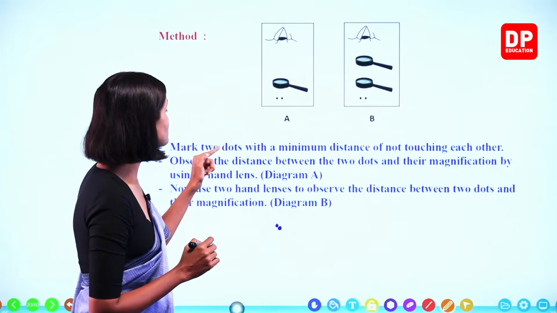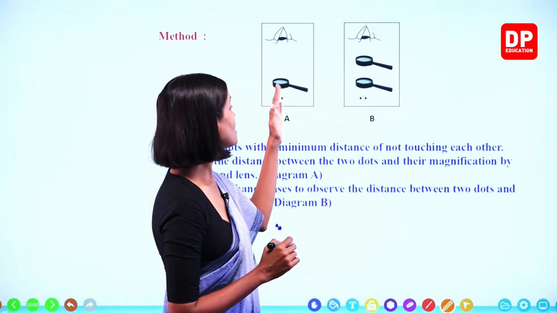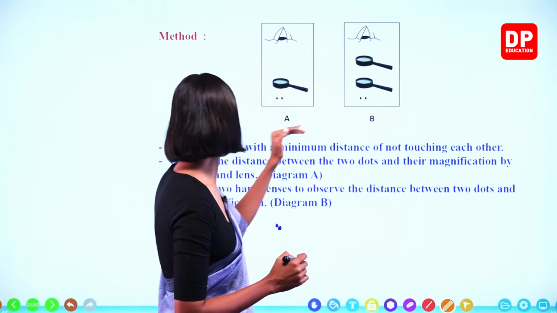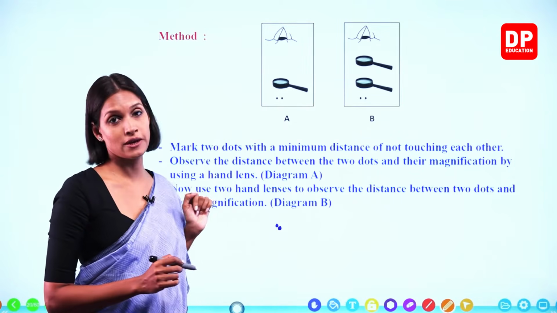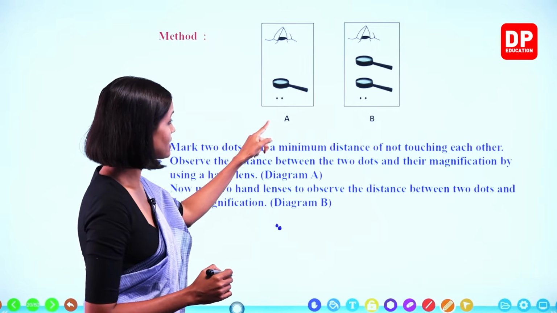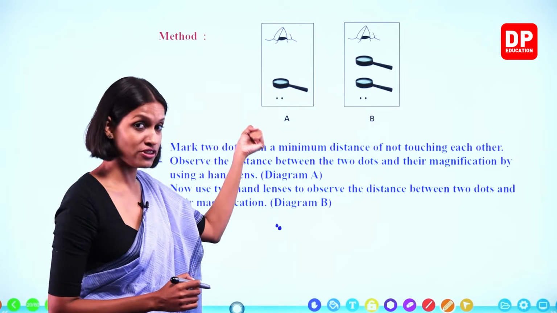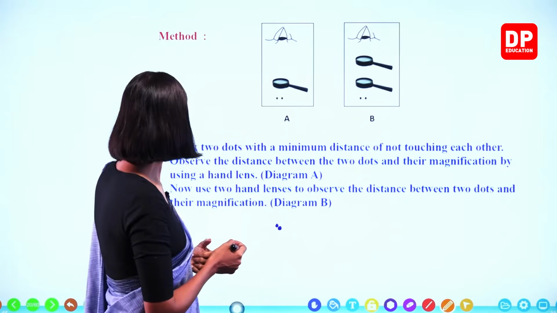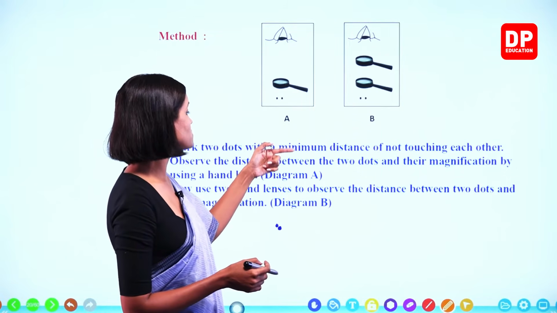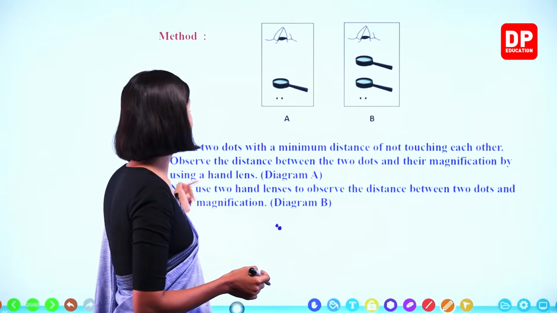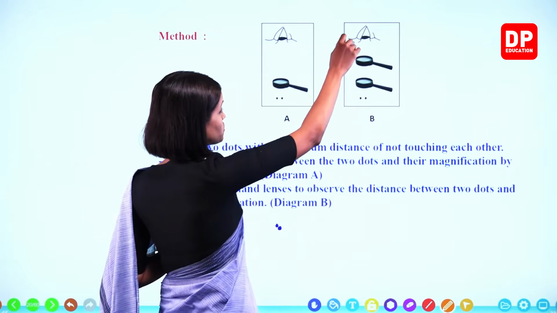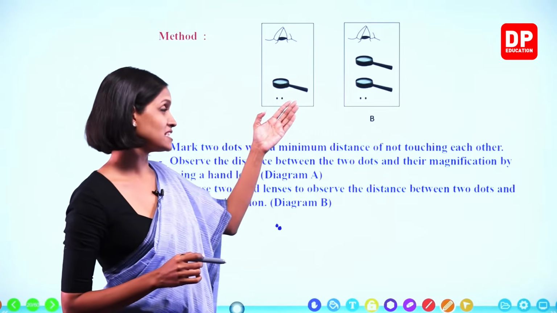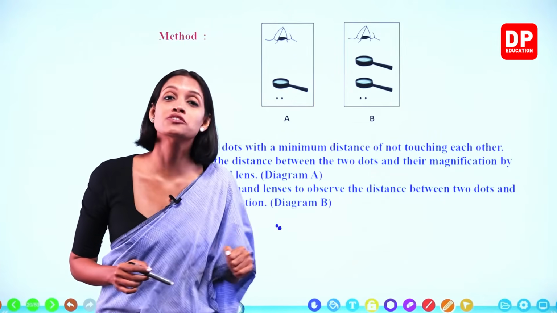Observe the distance between the two dots and their magnification, how large it gets, by using a hand lens. That is diagram A. Right? You have to look through one hand lens and check what the magnification is and what the distance between the two dots is. Now use two hand lenses to observe the distance between the two dots and their magnification. Now here you have to look through two hand lenses. Right? So if you have two hand lenses at home, you can do this activity at home very easily.